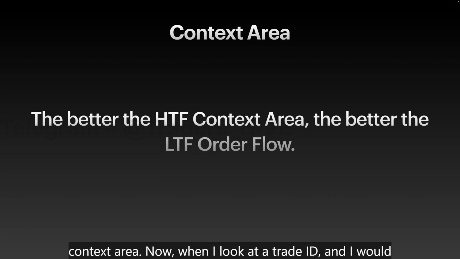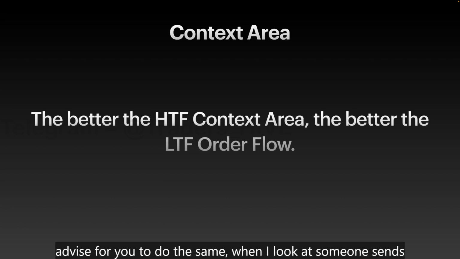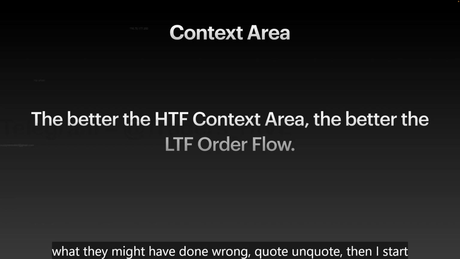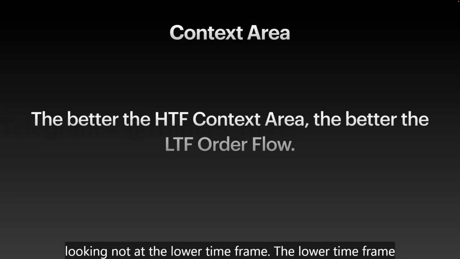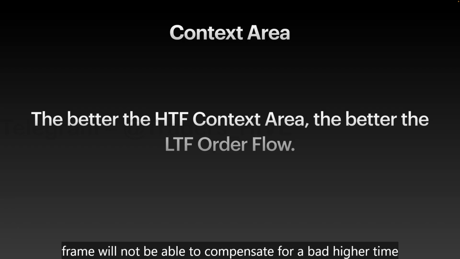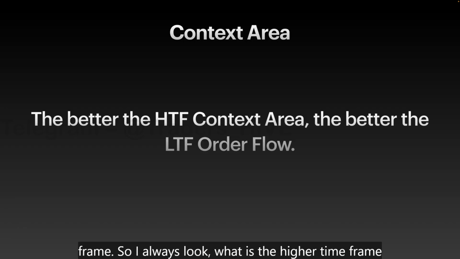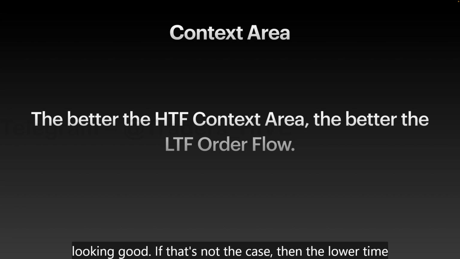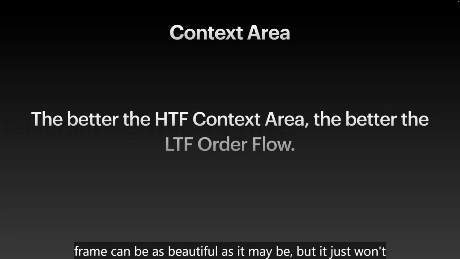Now, when someone sends me a loss, for example, and I start looking at the trade ID, at what they might have done wrong, quote unquote, I would advise you to do the same: I don't look at the lower time frame. The lower time frame can be very clean, but like I mentioned, a good lower time frame will not be able to compensate for a bad higher time frame. So I always look, what is the higher time frame context area? Is the higher time frame order flow actually looking good? If that's not the case, then the lower time frame can be as beautiful as it may be, but it just won't work out, or at least the probability of it working out is very low.